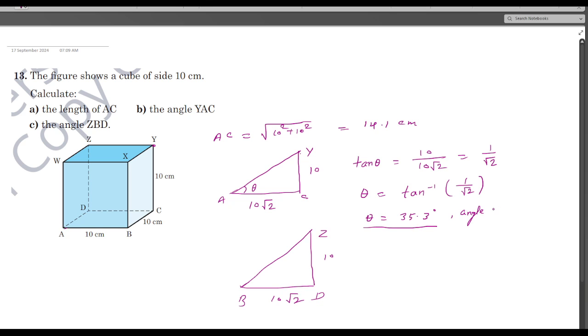So here first I will write angle YAC as 35.3 degrees, and angle ZBD, as the diagram is the same, angle ZBD is also going to be equal to 35.3 degrees.